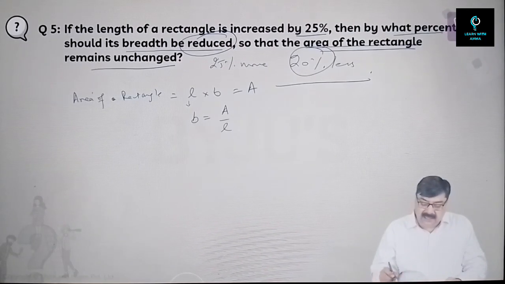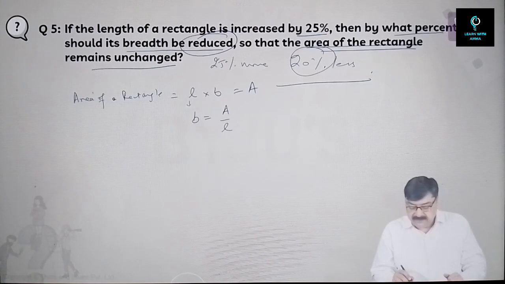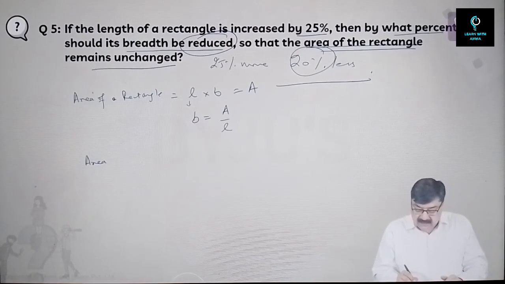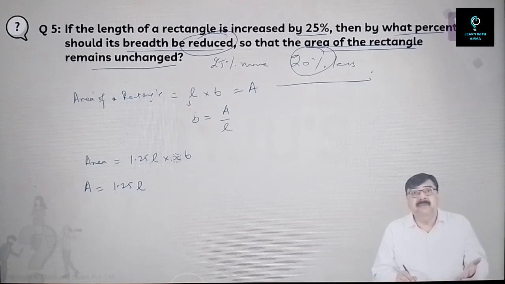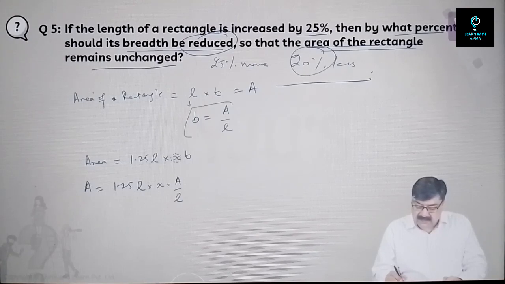Now you want that the area of the rectangle remains the same. So area of a rectangle should be 1.25 times length into x times b. I don't know by how much you have reduced this. So area A is 1.25 times length. Why 1.25 times? Because 25% more. It has been increased. Into x into A by L. If you remember this, B is equal to A by L. So x is equal to 1 by 1.25, that is 100 by 125.